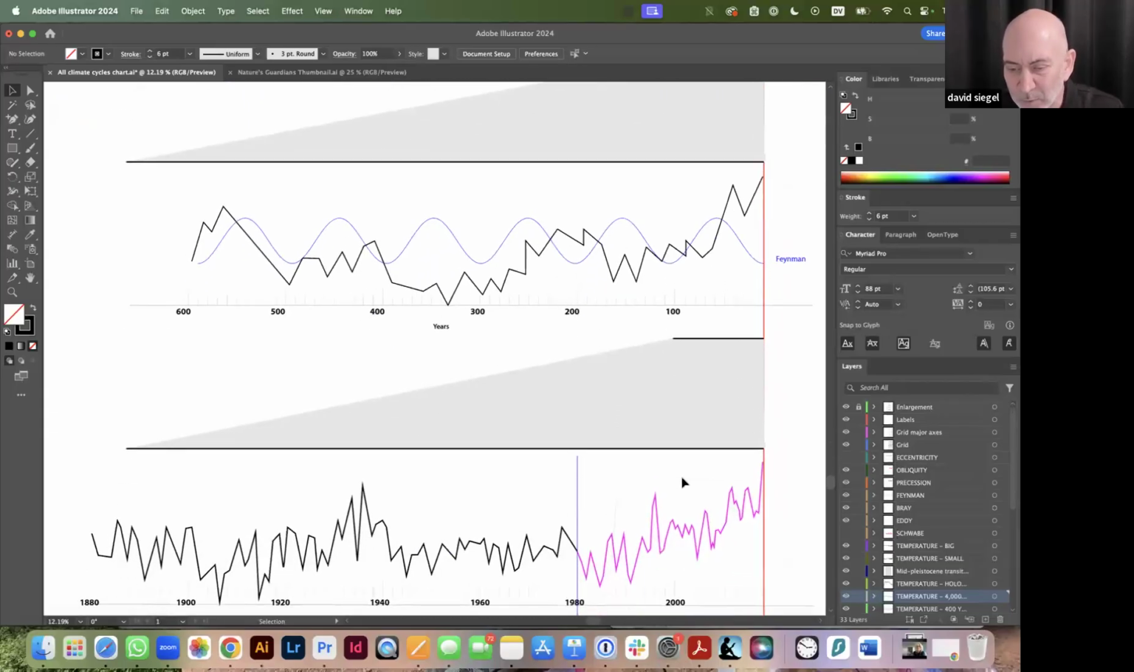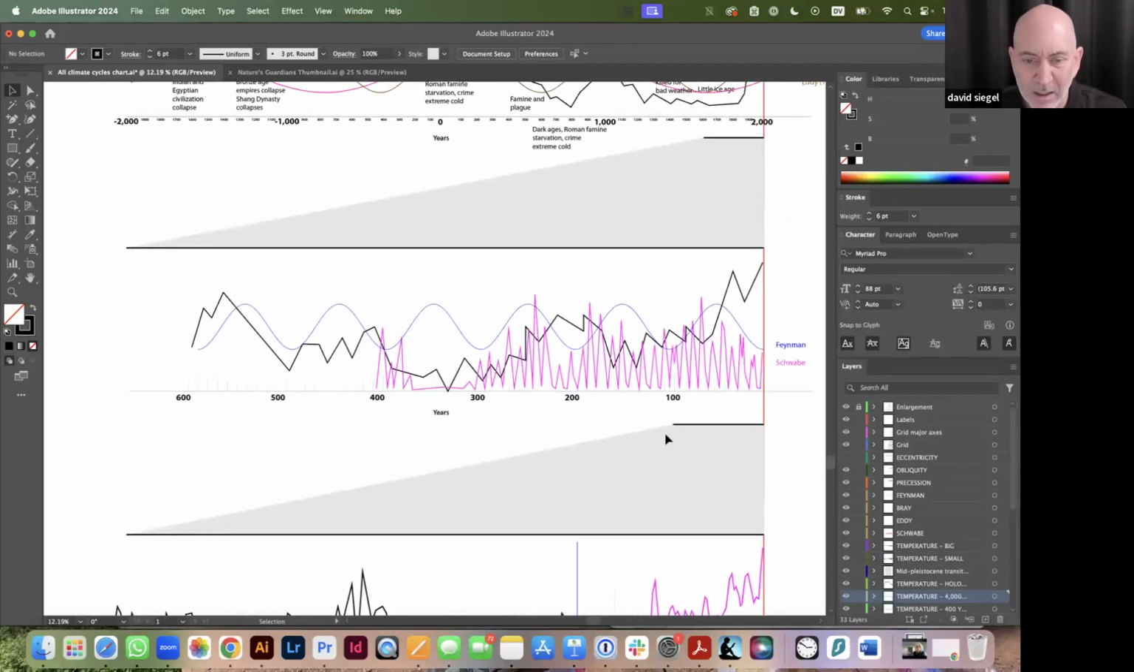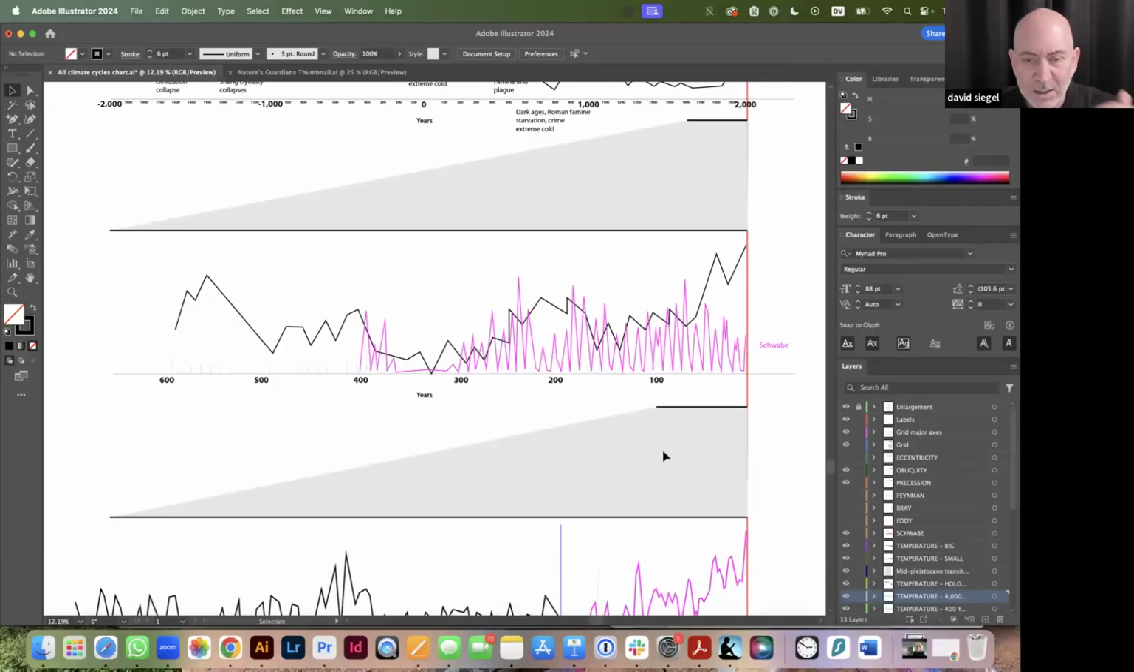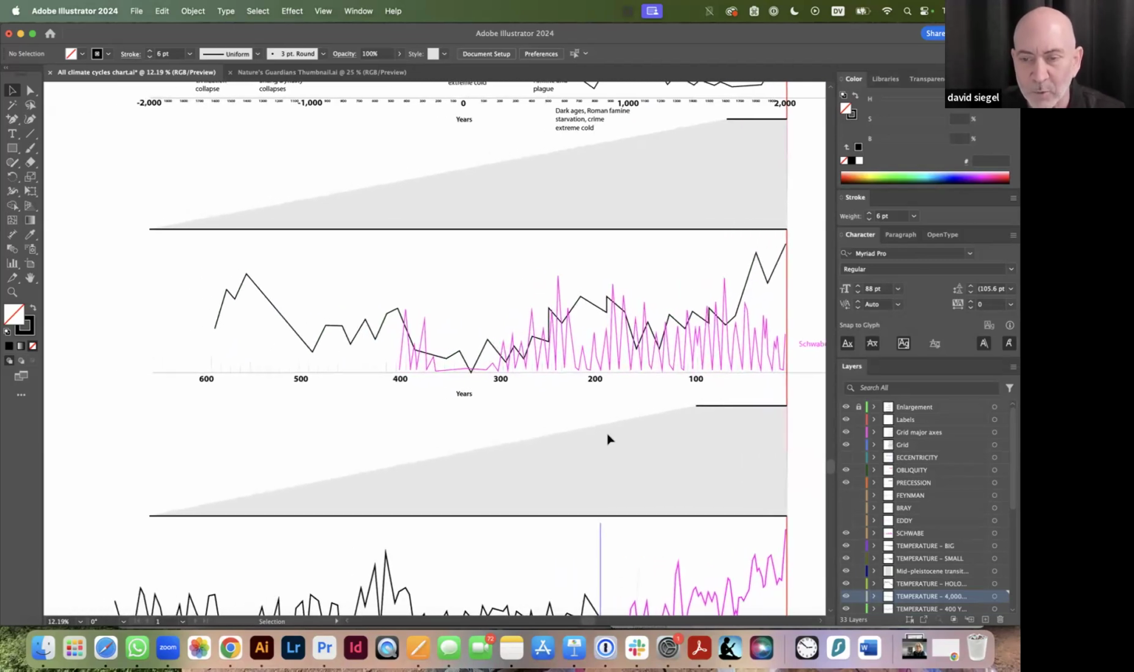And now we get to what's called the Schwabe cycle. And this is the actual number of sunspots. You've probably heard of this. I'm going to turn off that. Sunspots are in waves, come in groups, waves of sunspots, right? And what number sunspot group are we in right now?